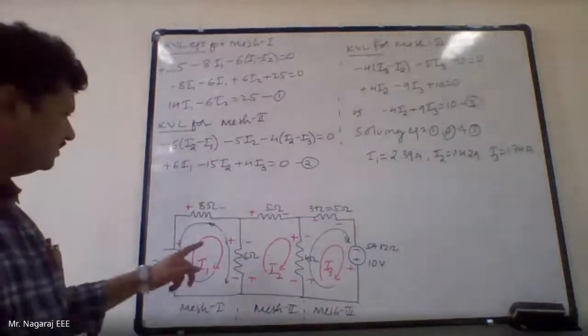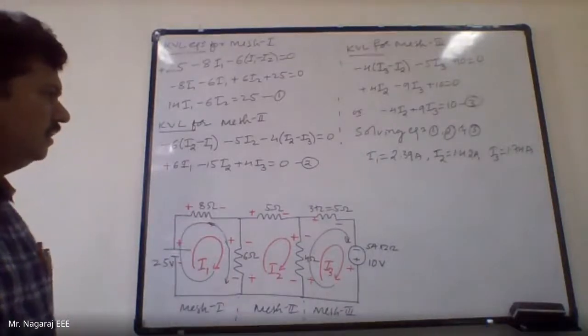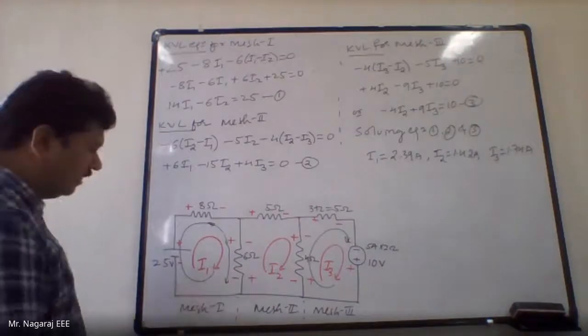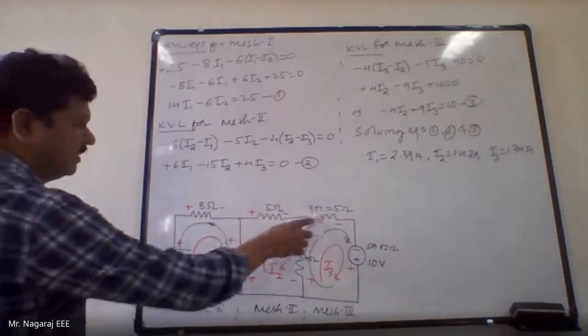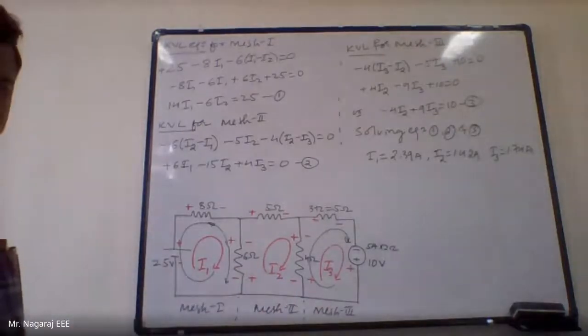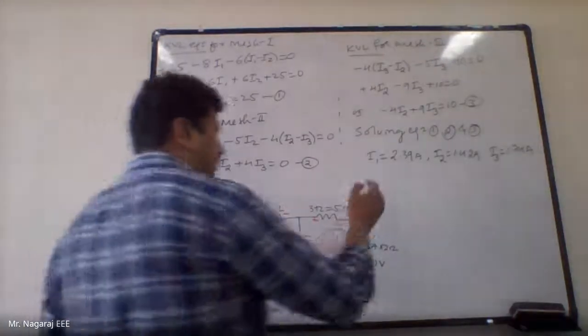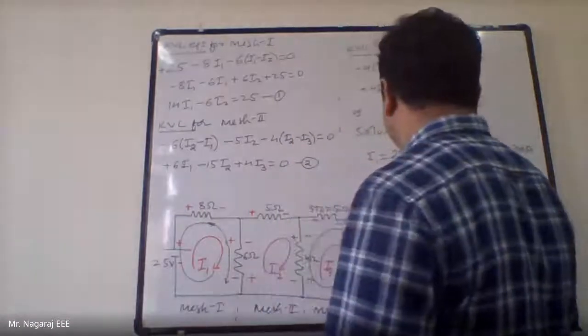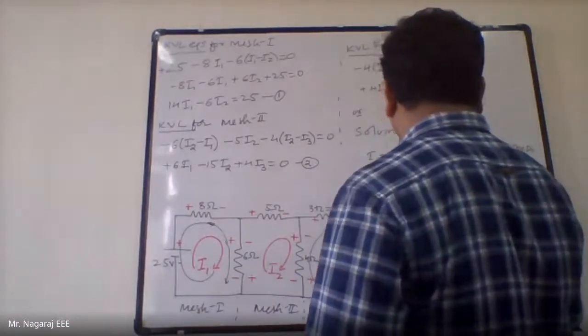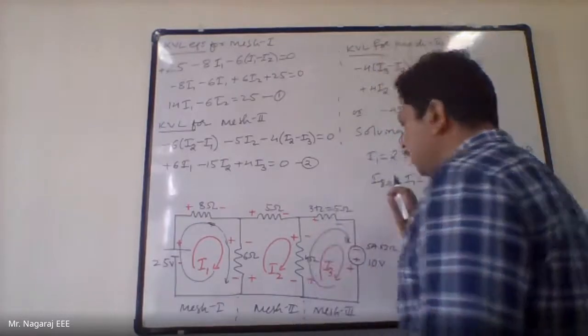Now once I know the currents I1, I2, I3, I will know the current in the 6 ohm and 4 ohm, because now I know the current in this branch, this branch, this branch, and in these branches the currents are the same. Therefore, I 8 ohm is equal to I1, which is 2.39 amps. Now don't forget to keep this result.